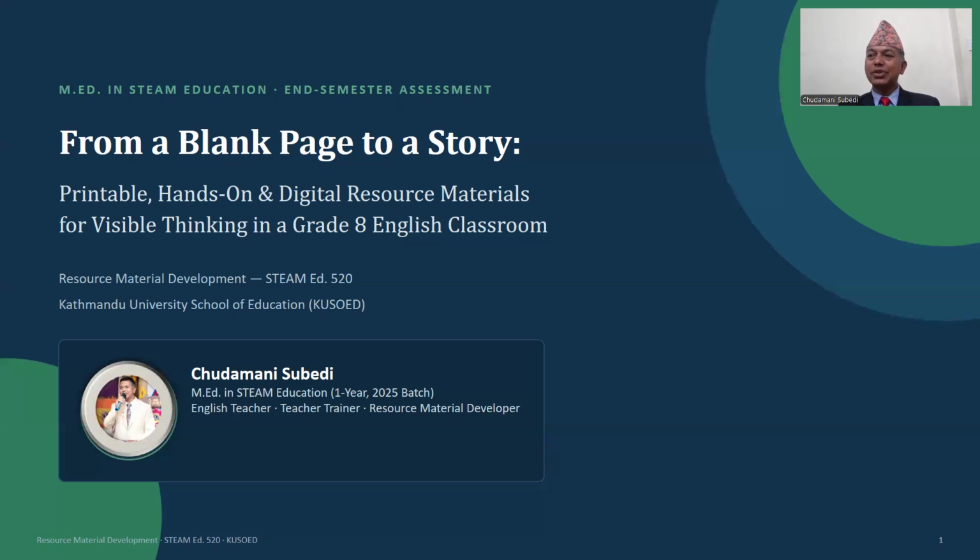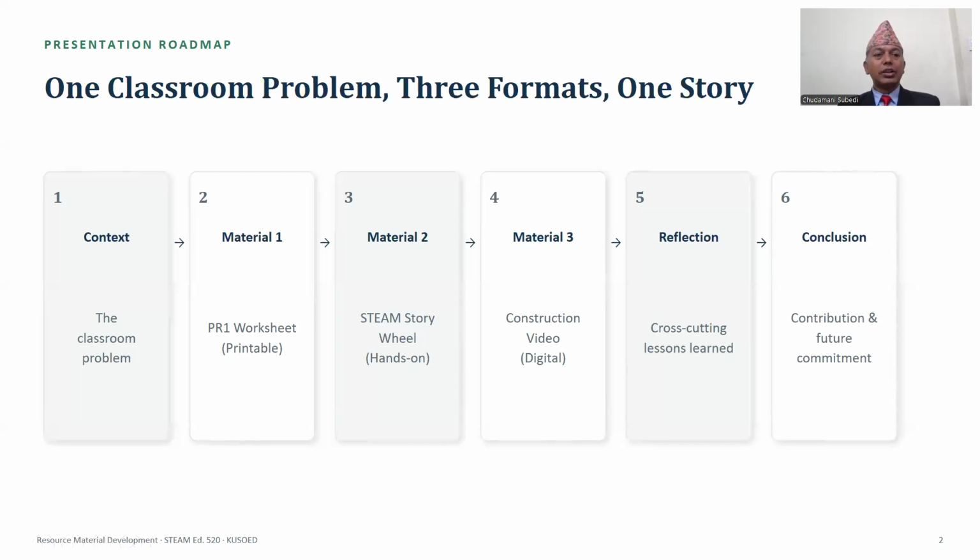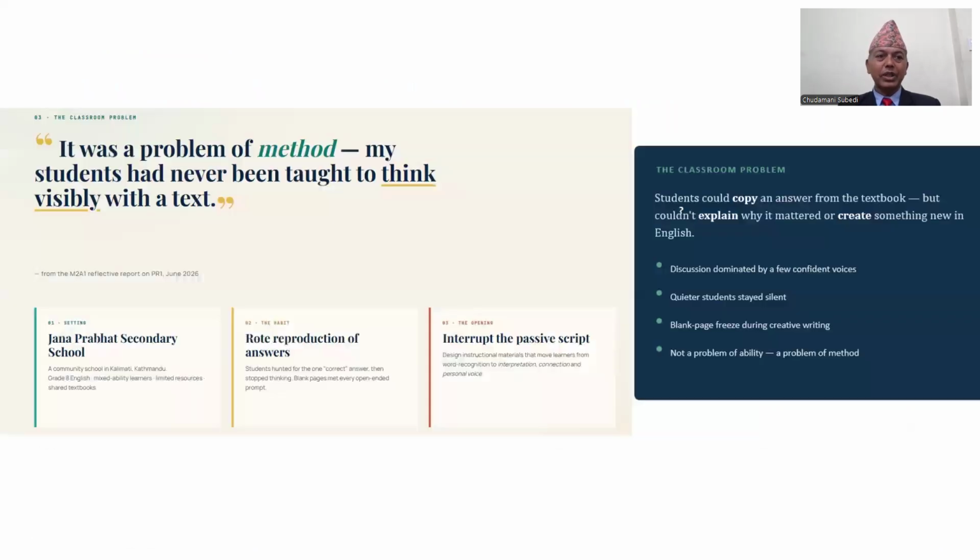The 3 materials I have selected: the first one is PR1. The context is the classroom problem. The material is PR1 Worksheet, printable material. Material 2 is the STEM story wheel, hands-on. Material 3 is the construction video, digital. Then reflection, cross-cutting lessons learned, conclusion, contribution, and future commitment.